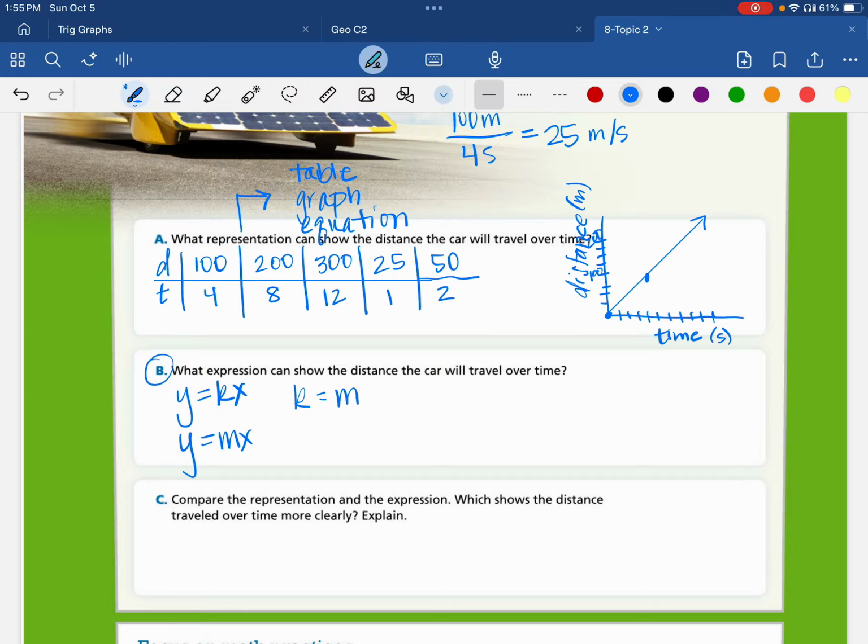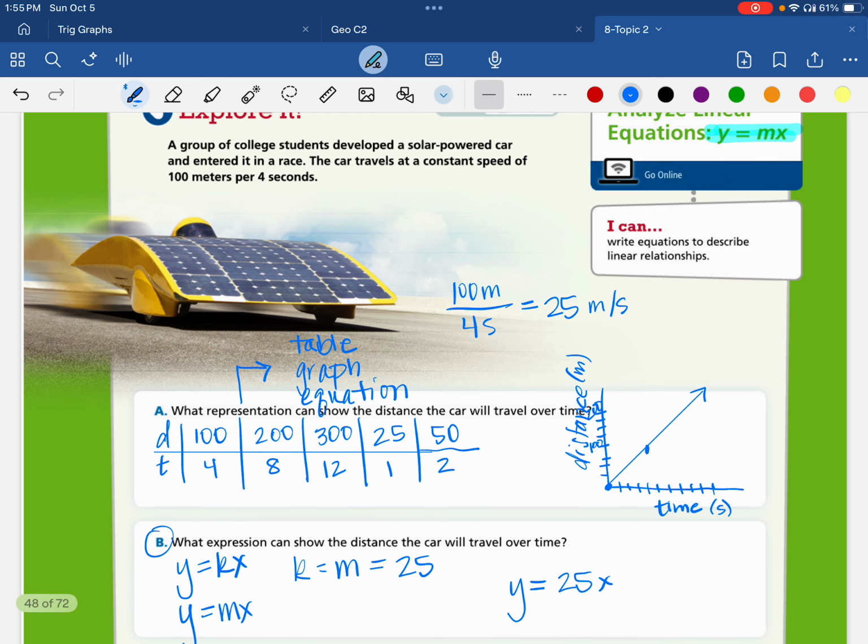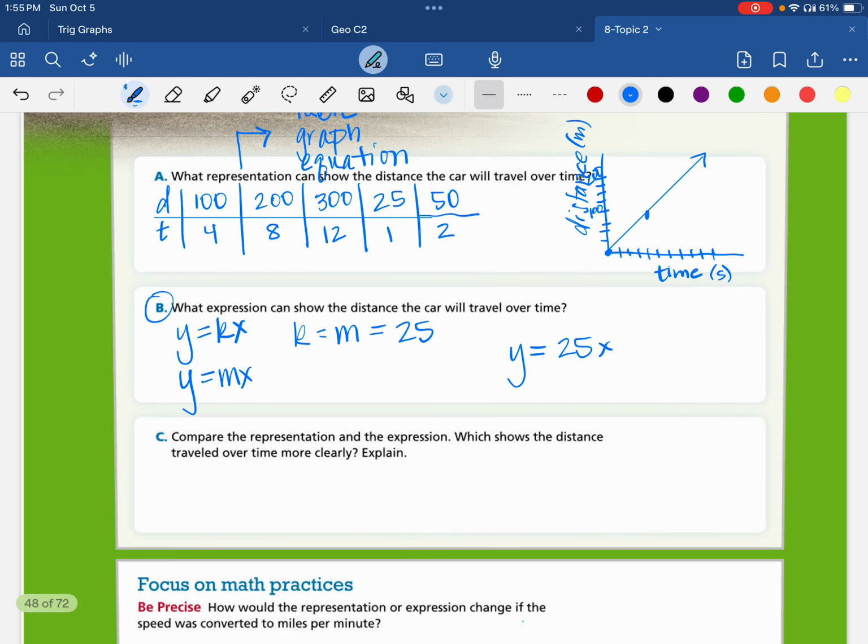Our equation, in this case, the value that we're going to plug in for k or m, whichever one we want to use, is the unit rate, which was 25 meters per second. So our equation for this scenario is y equals 25x. Or if we want to use distance and time, we could say distance equals 25 times time.